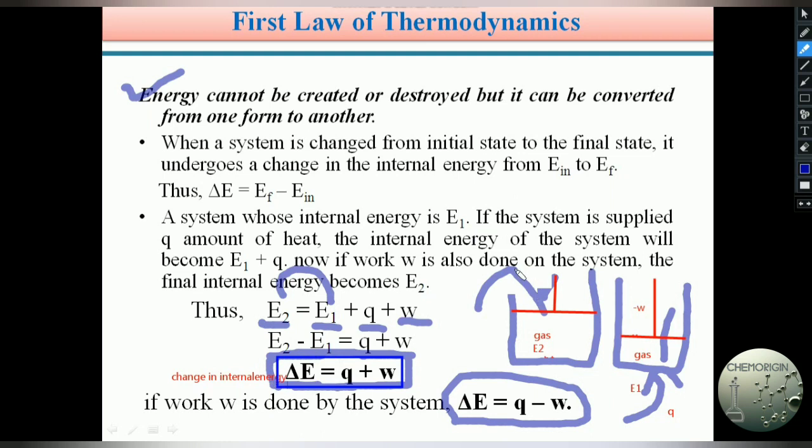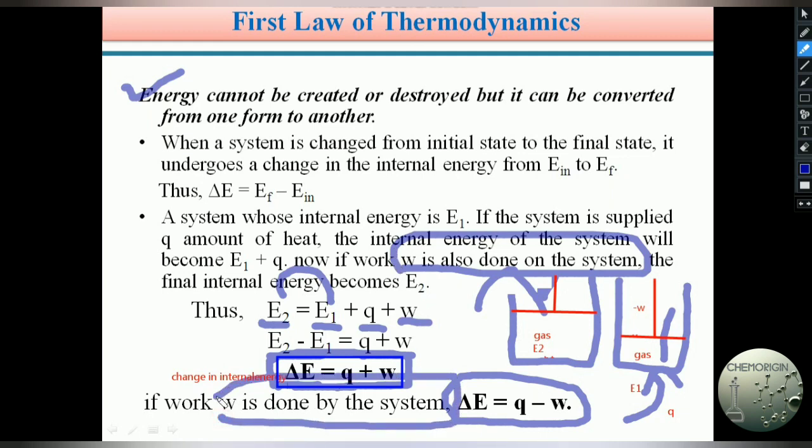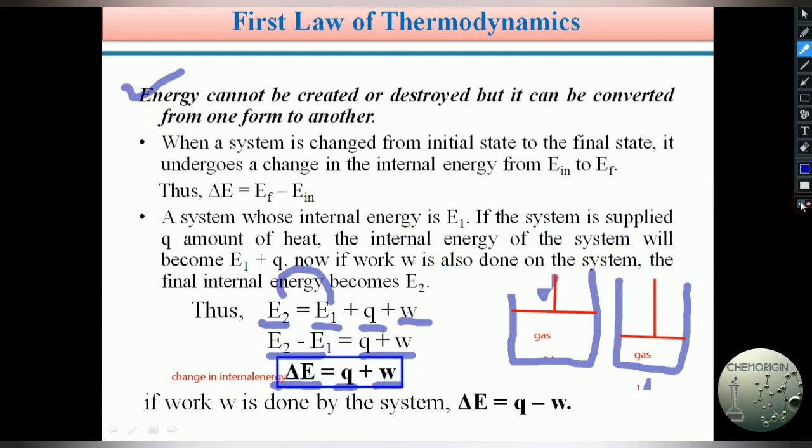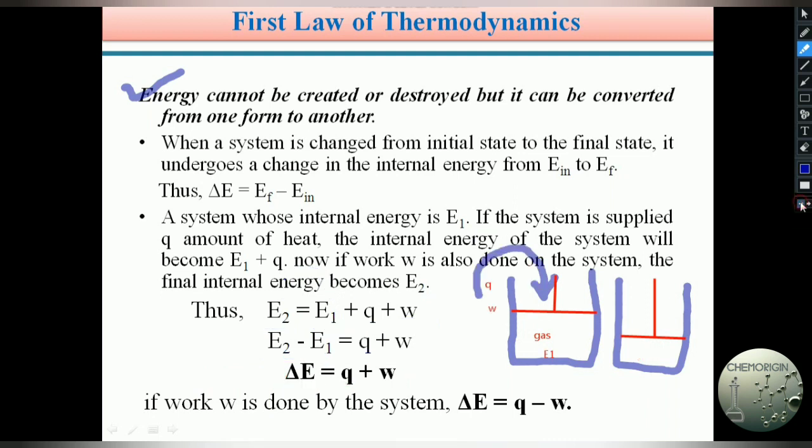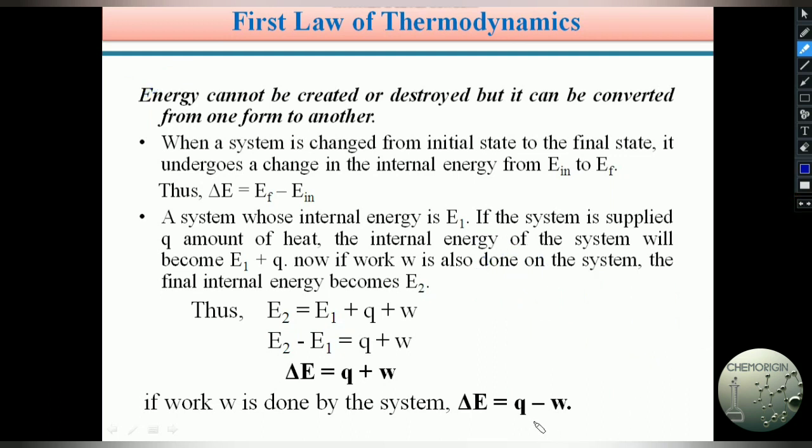So students, please become familiar with these words: work done on the system or work done by the system. Based on this condition, we solve the numerical problems. You can remember, students, change in internal energy equals Q plus W, work done on the system. Change in internal energy equals Q minus W, work done by the system. Based on these conditions, we solve the numerical problems based on the first law of thermodynamics.